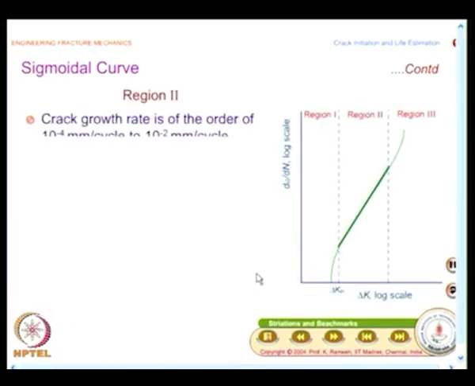In the case of region 2, the crack growth rate is of the order of 10 power minus 4 millimeter per cycle to 10 power minus 2 millimeter per cycle. That means 1/100th of a millimeter. So, it is still small. What you will find is initially the crack growth rate will be smaller. As the crack length increases, the crack growth rate also will increase.